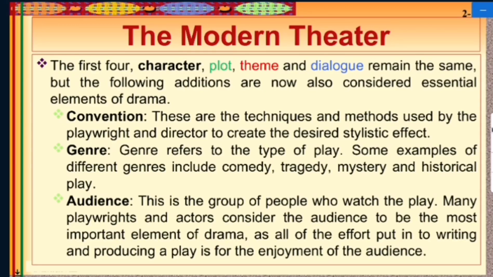The third one is the audience. This is the group of people who watch the play. Many playwrights and actors consider the audience to be the most important element of drama, as all the efforts put into writing and producing a drama are for the enjoyment of the audience. Most of the playwrights and actors consider the audience the most important element of a drama also.